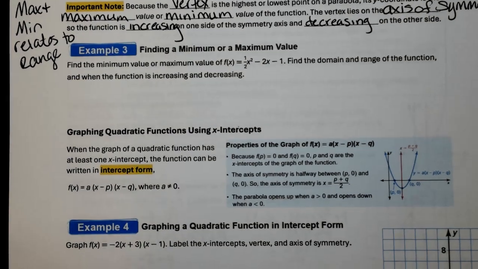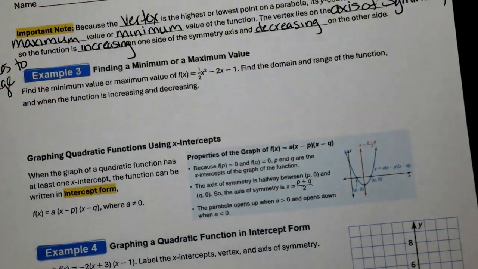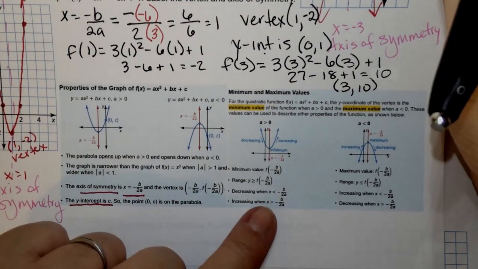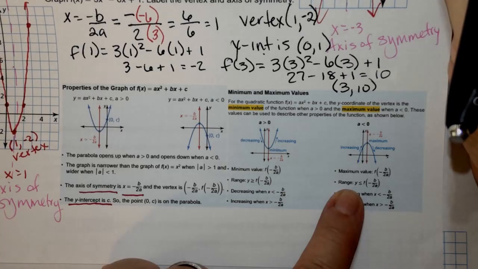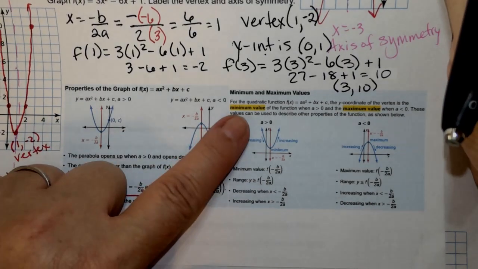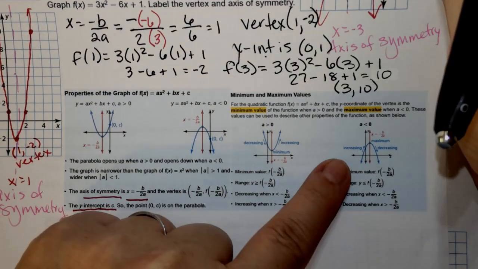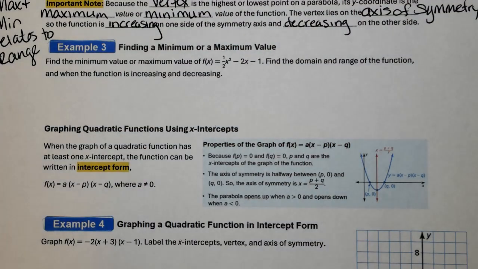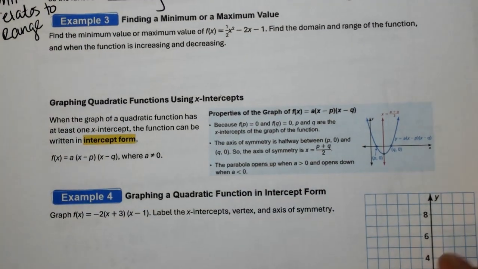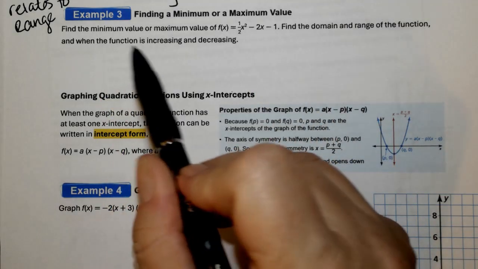Okay, moving on. Finding a minimum or maximum value. So if you look on the other side, we talked about the minimum and maximum value. Note that you're doing the same thing we did before. And they also talked about the range. They talk about increasing and decreasing. So if your parabola opens up, you decrease first, then you increase. If your parabola faces down, you increase first, then you decrease. All right, so just a reminder. So we're going to find the minimum or maximum value, then we're going to find the domain and the range of the function, and when it's increasing and decreasing.